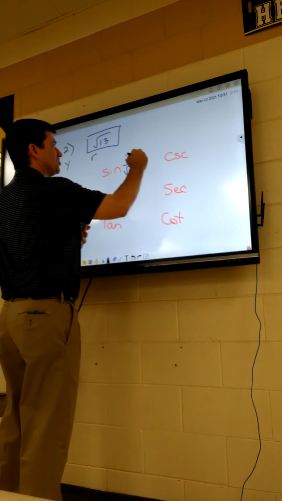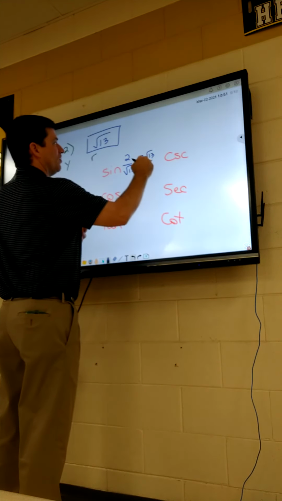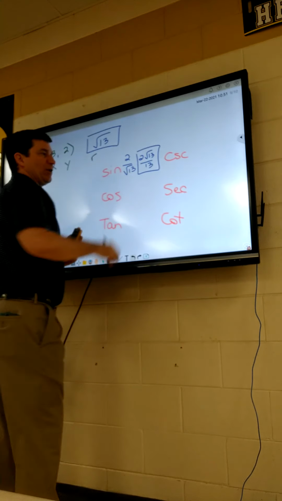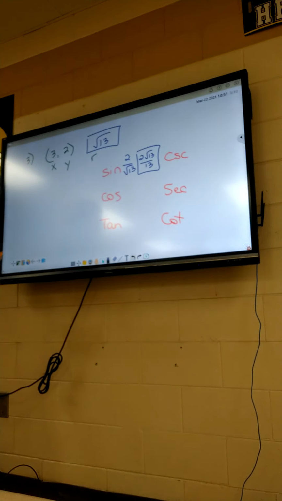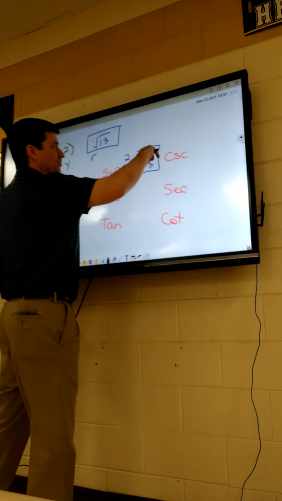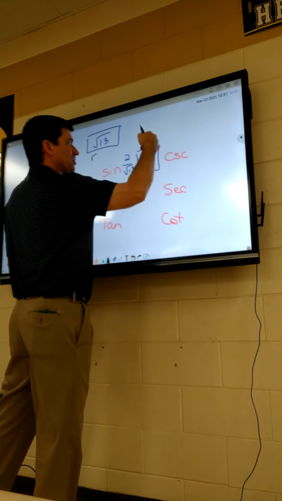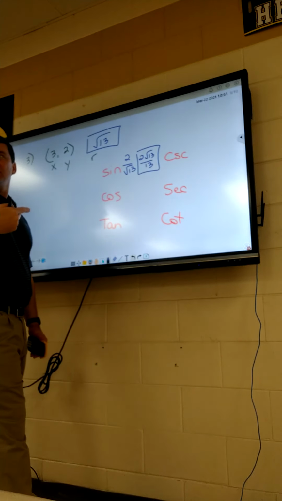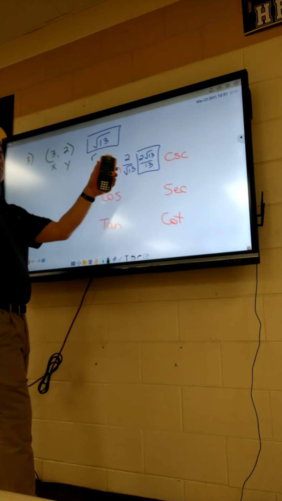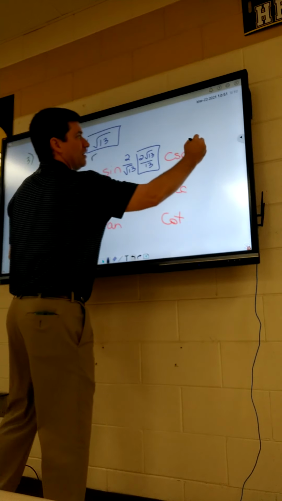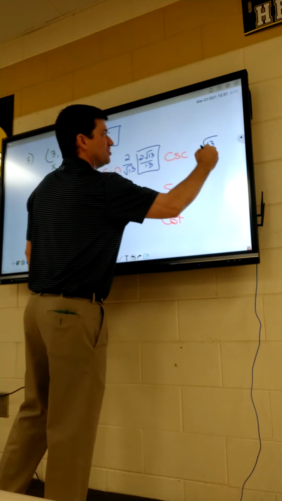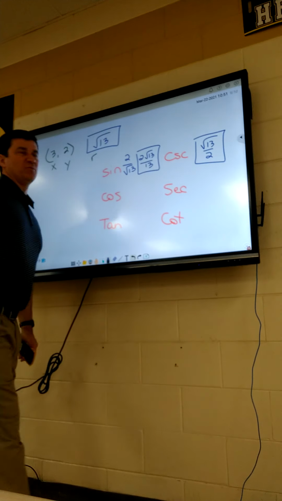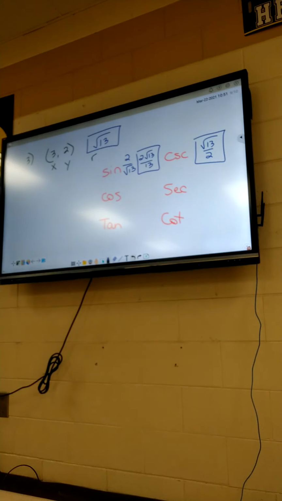Yep. 2 root 13 over 13. So y'all can see it's got a little pattern, right? Now, Ellis, if I flip this one for my other answer, it's going to put a square root back on the bottom. So flip the first one instead of the second one. So 13. It'll be root 13 over 2. Everybody good with that? All right, y'all find the next one.